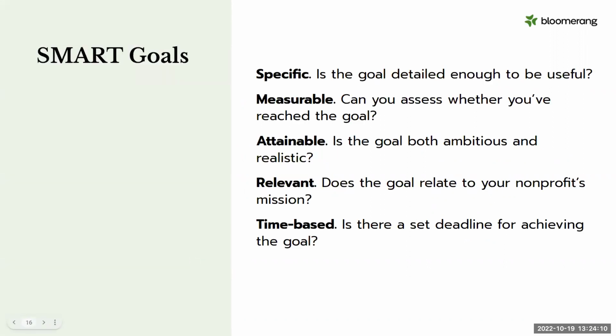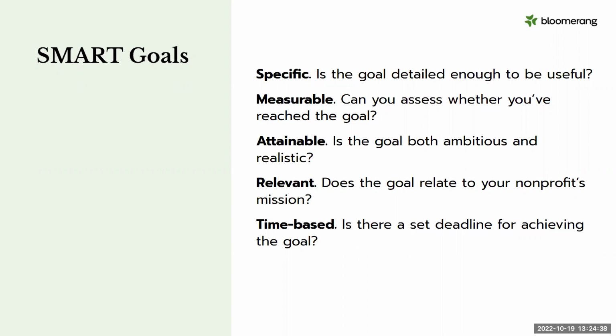We're all familiar with SMART goals, but sometimes in our busyness, it can be easy to forget. I like to remind myself as well. So this is always a good reminder when setting goals for your organization. Is it specific? Is the goal detailed enough to be useful? Is it measurable? When can you say that you've succeeded and you've met your goal? Is it attainable? Is the goal both ambitious and realistic?